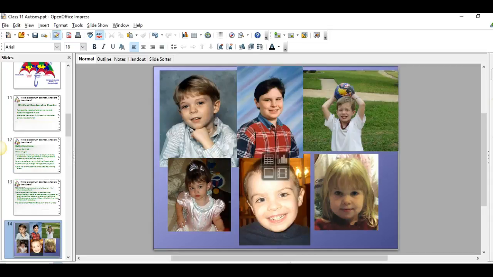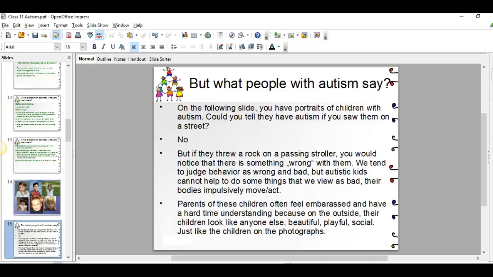Here are some pictures of kids, and I want you to look at them and tell me if you notice any differences in these kids. Anything obvious visually in these pictures of these beautiful kids? Well, what happens with autism is that it is not a visible disability. Unless the child starts acting out or screaming or not communicating, you can find out that there is something going on with the child, but if you just see the child, you would not be able to tell if the child has autism or not.